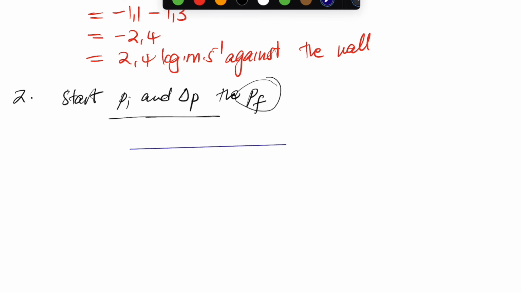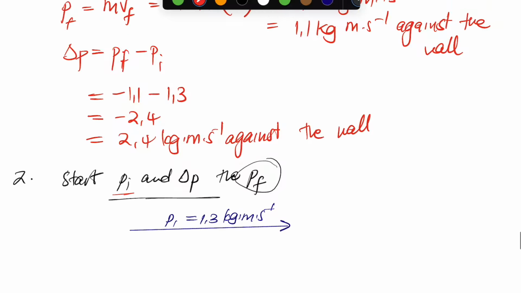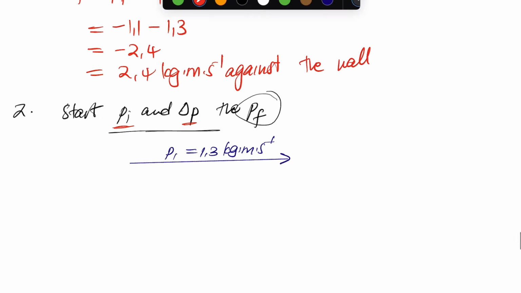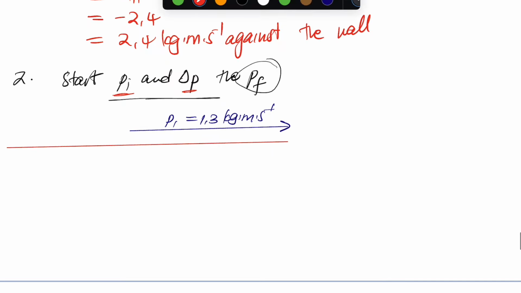Here's 1.3. Let's say this is the 1.3 kg meter per second. And then now I'm going to draw the change. Now remember, I said you start with the initial and then the change, and then the change is negative 2.4. So the 2.4 is going to the left against the wall. 2.4, let's say it's that. Okay, in that direction, this is the change in momentum, which is negative 2.4 kg meter per second.